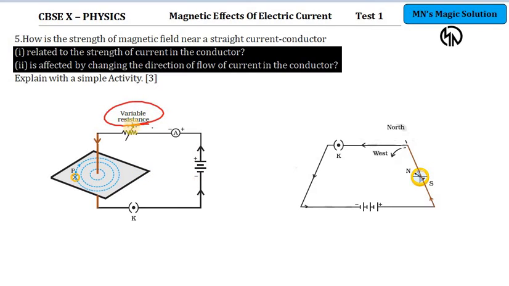So we can change the strength of the current accordingly, because when the resistance value changes, the current will vary. Correct? And in the circuit, you should have a provision for reversing the polarity. If the battery is connected like this, you need a provision to reverse the battery polarity. So you have to explain these two concepts with an activity. For this, as per your textbook, you can use either this activity or this activity.